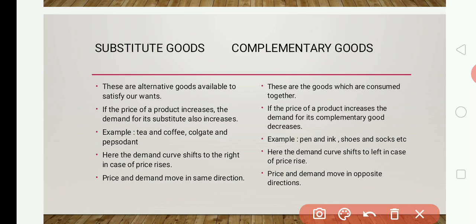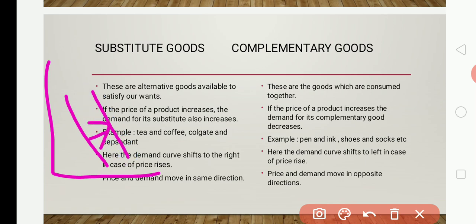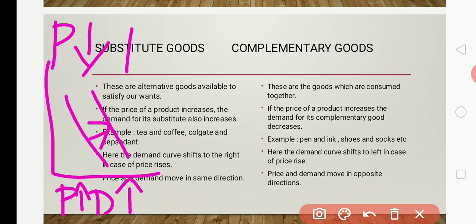Here the demand curve shifts to the right in case of a price rise. So the demand curve will shift towards the right for substitute goods. Price and demand move in the same direction. If the prices are higher, the demand for substitute goods also will increase. When the price is lesser, the demand for substitute goods also will decrease. Such a concept is called substitute goods.